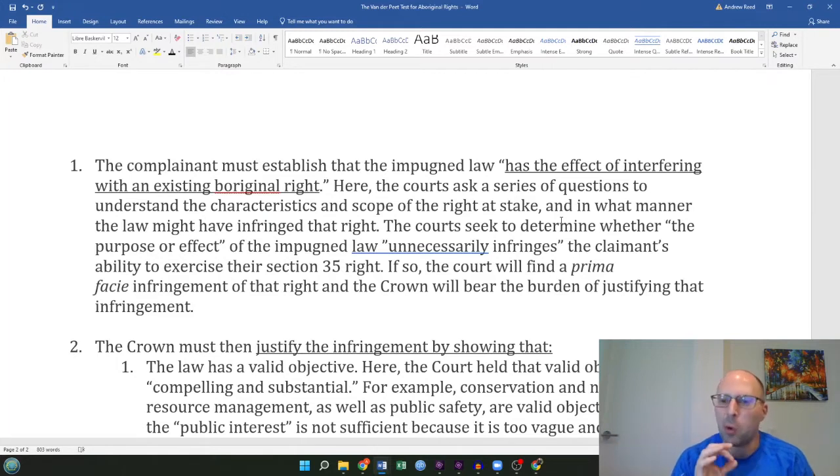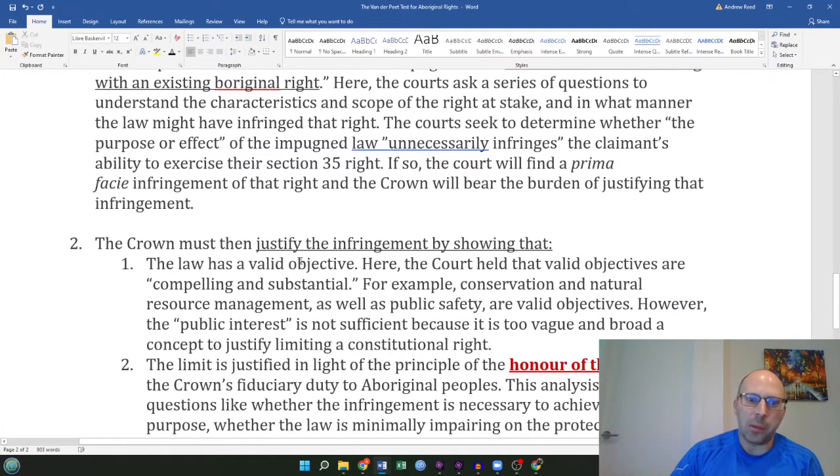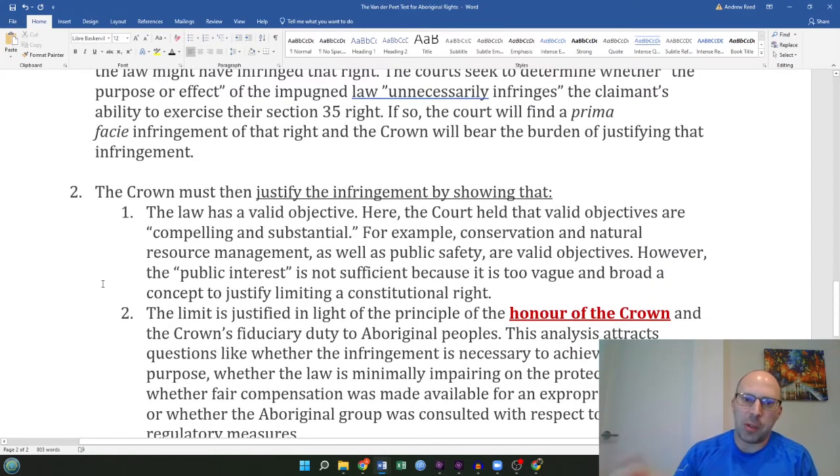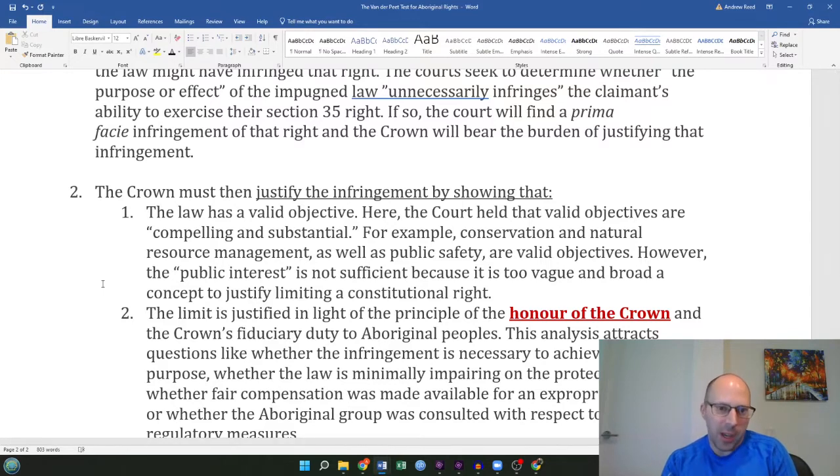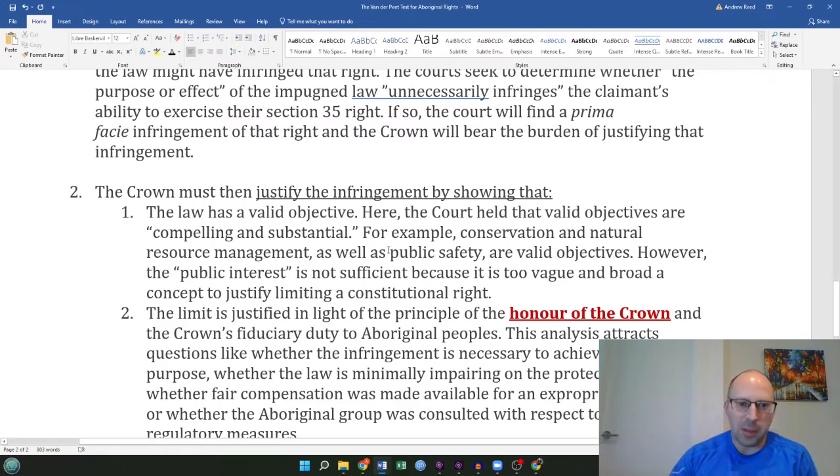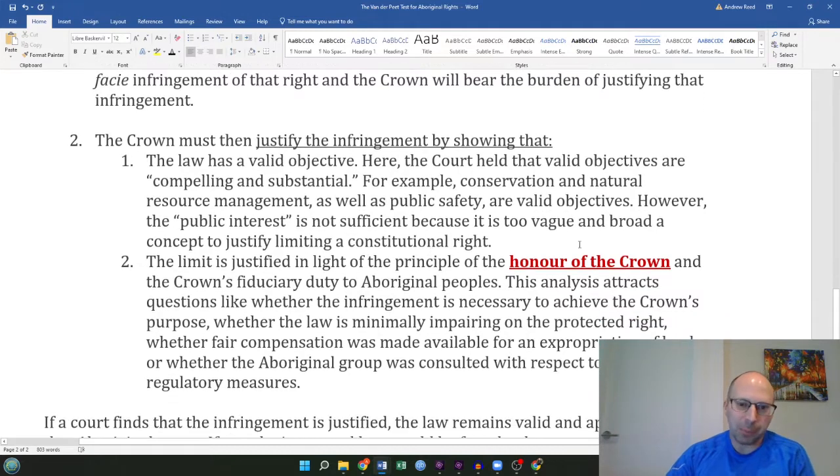If so, the court will find a prima facie infringement of that right, and then the Crown will bear the burden of justifying that infringement. And the Crown must then justify the infringement, if it is shown to be an infringement of that right, by showing that 1, the law has a valid objective. These valid objectives need to be compelling and substantial. For example, conservation, natural resource management, public safety, all valid. However, public interest is not sufficient, too vague, too broad a concept to justify limiting a constitutional right.